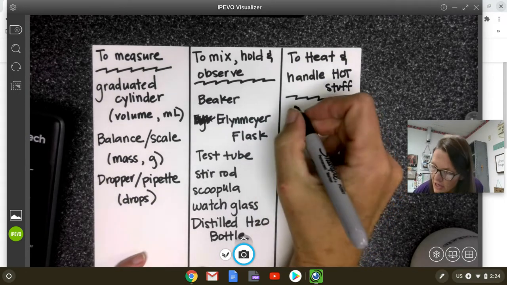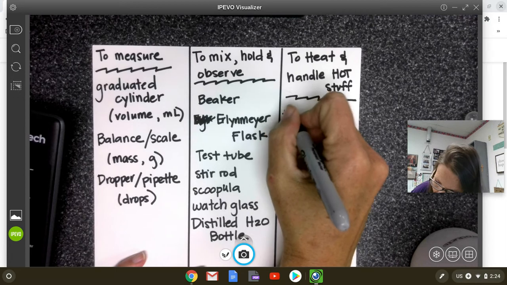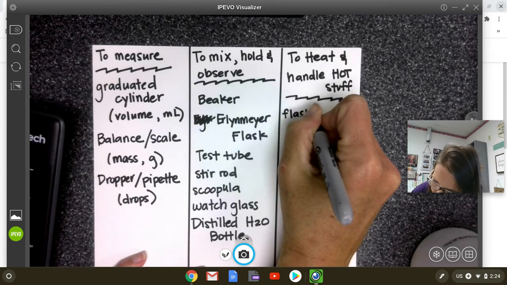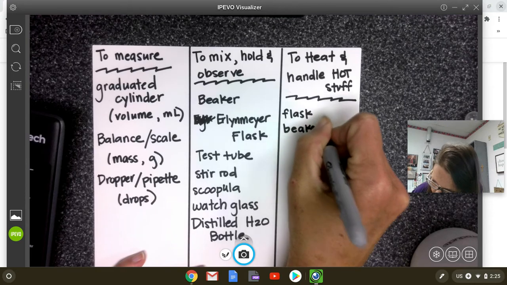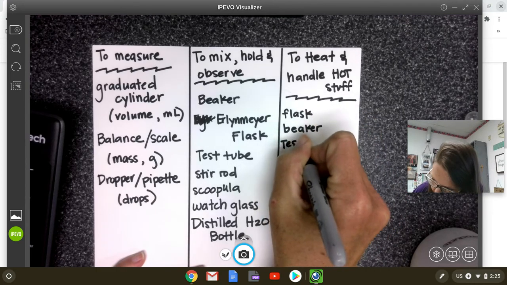So let's write those down. We have flask tongs, beaker tongs, and test tube.